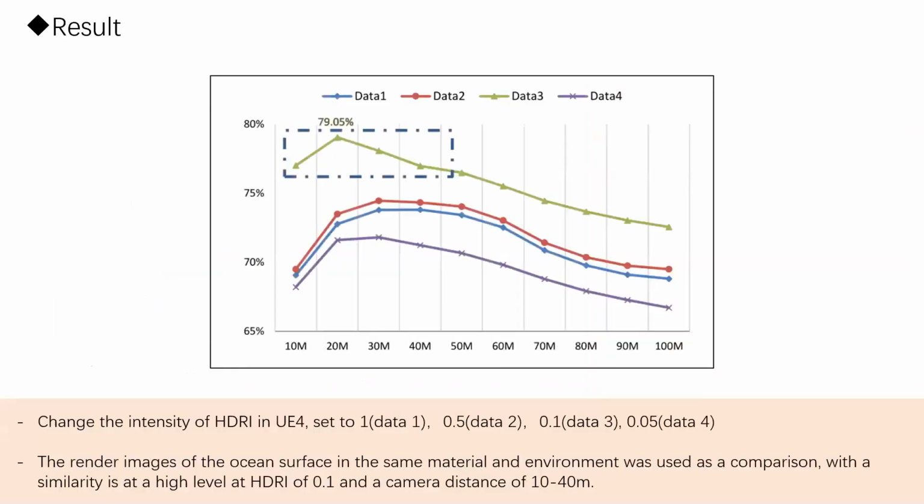As we know, brightness is related to the image similarity, so we need to do more tests. The intensity of HDRI in Unreal Engine was set to 1, 0.5, 0.1, 0.05, four values for the test, and we produced the chart. In this table, we can see a comparison with the Houdini image when the intensity of HDRI in engine is set to 0.1. Data 3 is marked in green, which shows close to 80% at the camera distance of 20 meters. We can clearly see that this green line is much more similar than the other data.